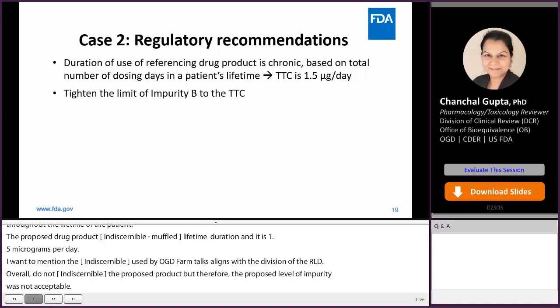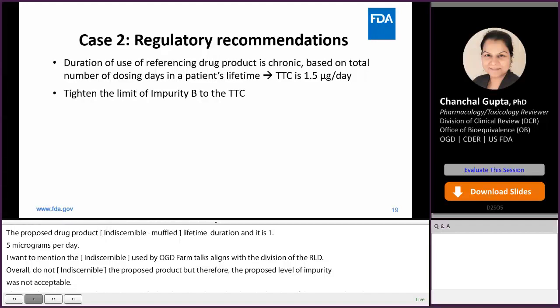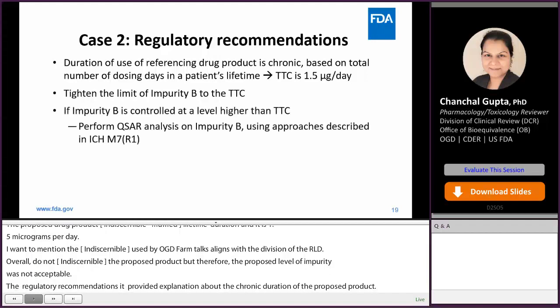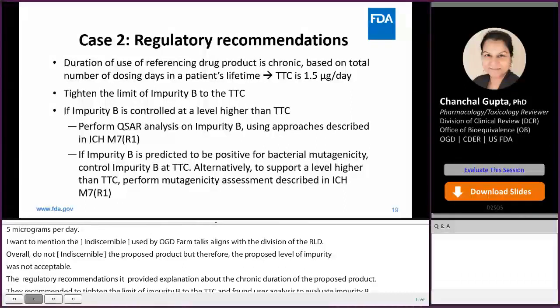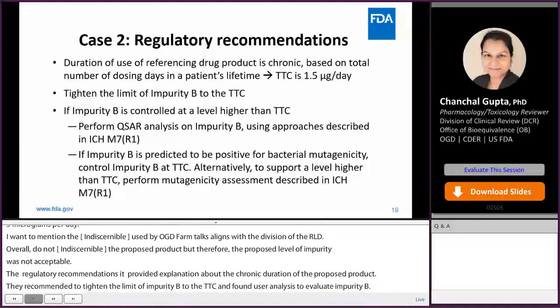OGD-Pharm recommended the DMF holder to either revise the limit of impurity B to the TTC or perform QSAR analysis to evaluate the mutagenicity of impurity B. If the QSAR results are positive, the DMF holder was recommended to either control impurity B at the TTC or alternatively conduct a mutagenicity assay to support a level higher than the TTC.